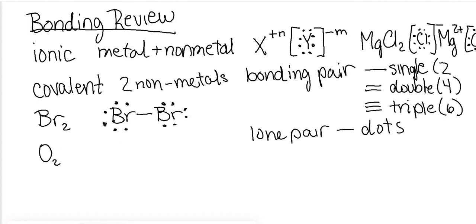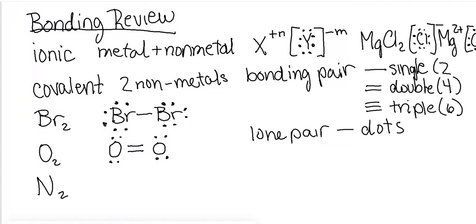O2, oxygen's in family 6, so it has 6 valence electrons. So this has 12 electrons total that I have to represent. Remember, oxygen has 6 valence electrons. It wants to have 8. So it's going to share 2 in a double bond to get to that 8. And then this is 2, 4, 6, 8, 10, 12.